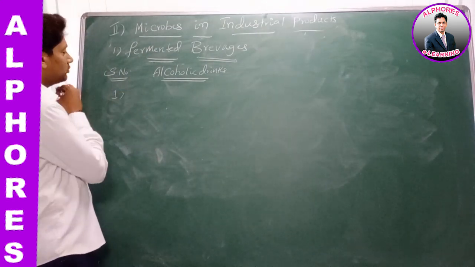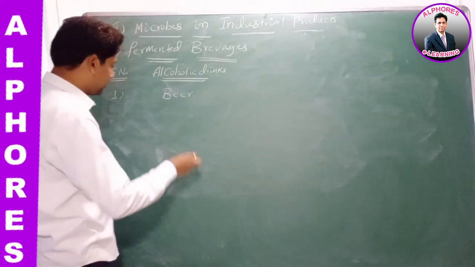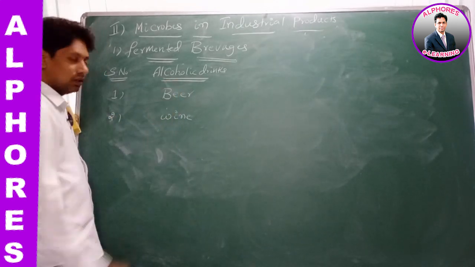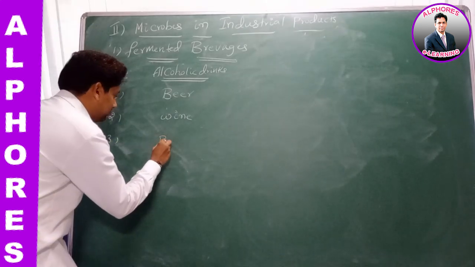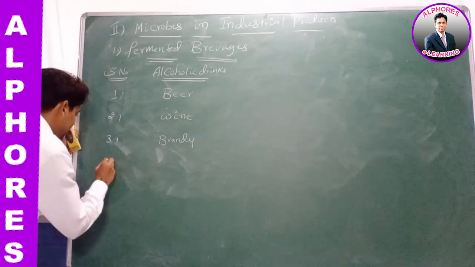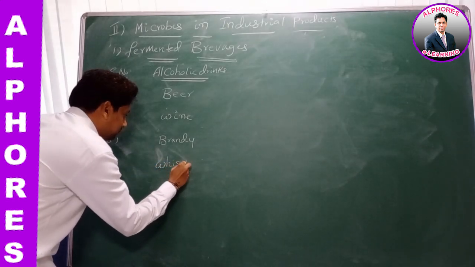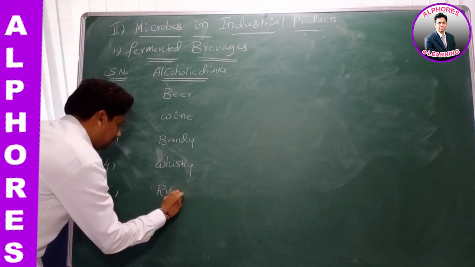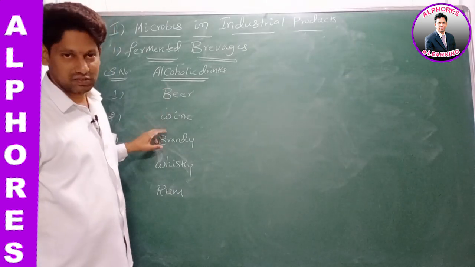Number 1, beer. Number 2, wine. Number 3, brandy. Number 4, whiskey. Number 5, rum. Now these are different types of alcoholic drinks, right?